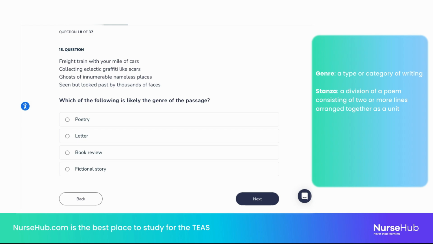Which of the following is likely the genre of this passage? So what is a genre? A genre is the type of writing it is. Just like genres of movies can be action, adventure, comedy, and romance, and superhero films are their own genre now. For writing, we have genres too, right? Genres can include articles, research essays, poems, letters, book reviews, and fictional stories, just like we have here, right?